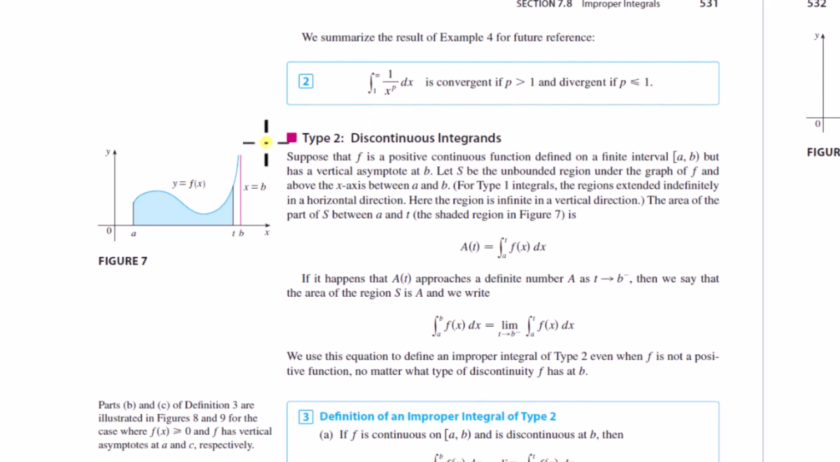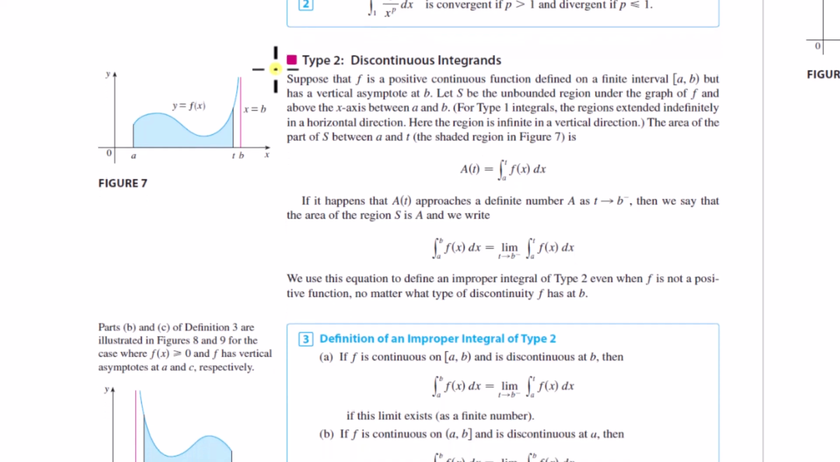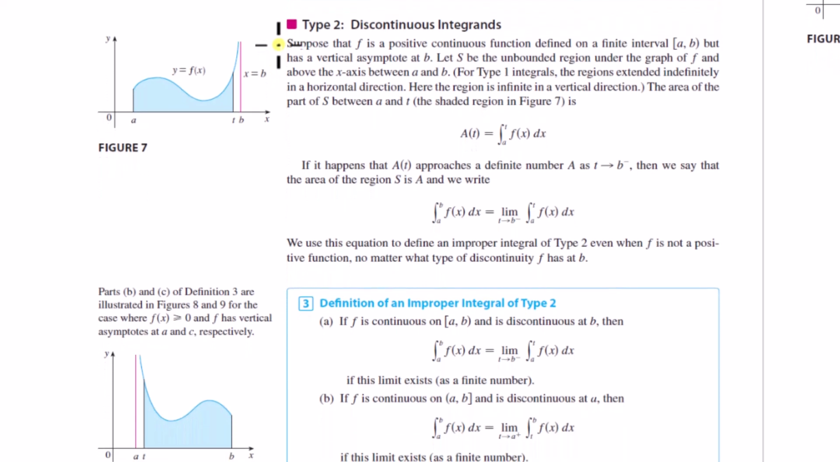Okay, so that was type 1 improper integrals. Now we're going to look at type 2. Mainly these are about how you can integrate across infinite discontinuities, but really these apply to any discontinuity.